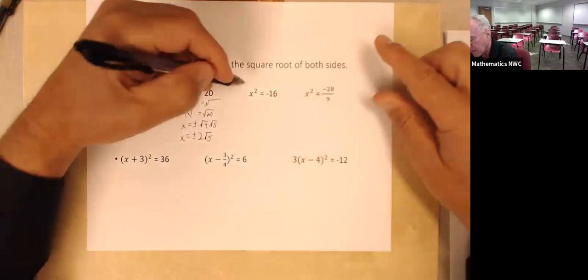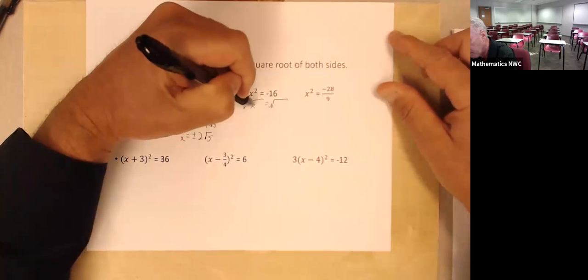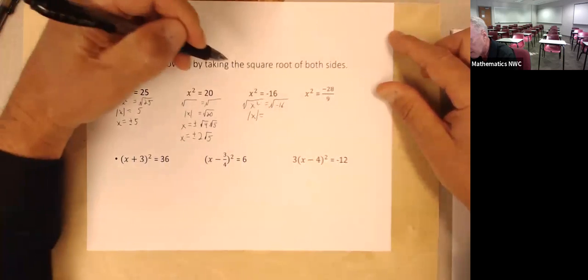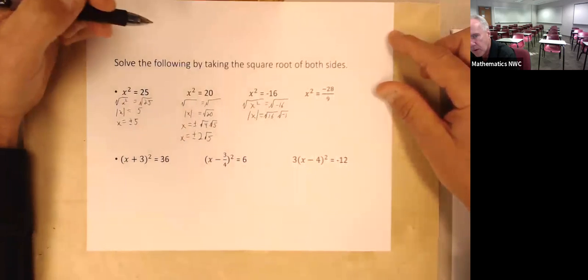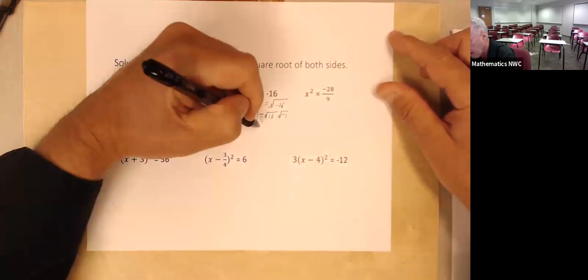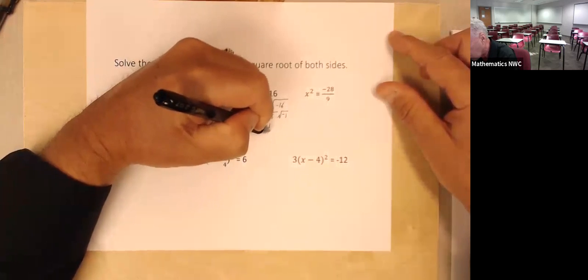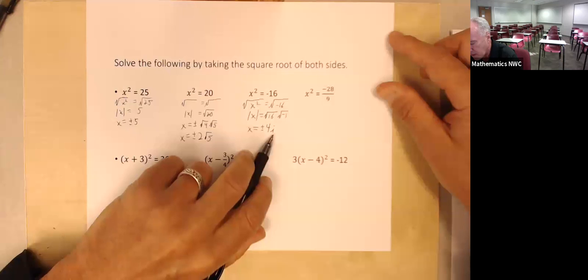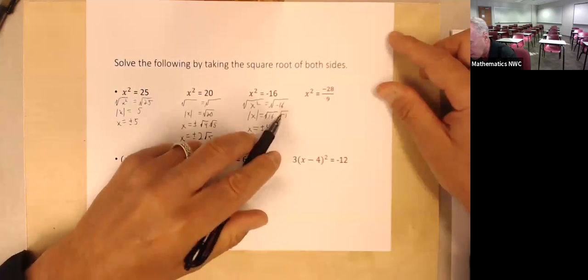When we have a negative, we can only do it if we're allowed to use complex numbers. This gives me the absolute value of x. I would have the square root of 16, square root of the negative 1. That gives me x to be plus or minus 4i. If we weren't allowed to use imaginary or complex numbers, we would have no solution because of the negative radical.